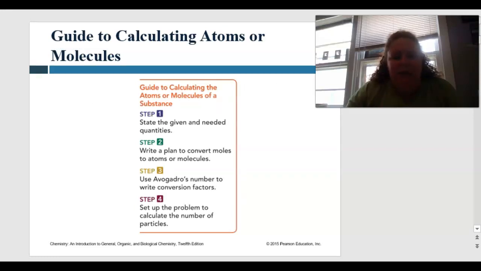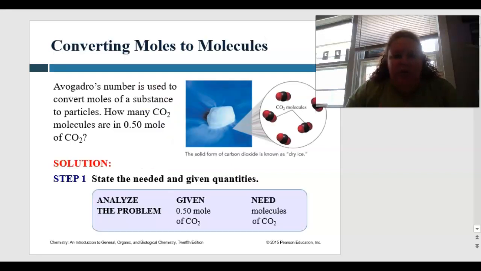So here's your handy dandy little guide for calculating the atoms or molecules in a substance. Step 1 is to state the given and needed quantities. Step 2 is to write a plan to convert the moles or atoms to atoms or molecules. Step 3 would be to use Avogadro's number to write the conversion factors. And step 4 would be to set up the problem to calculate the number of particles. For instance, now we're going to use this in converting moles to molecules. Avogadro's number is used to convert moles of a substance to particles.